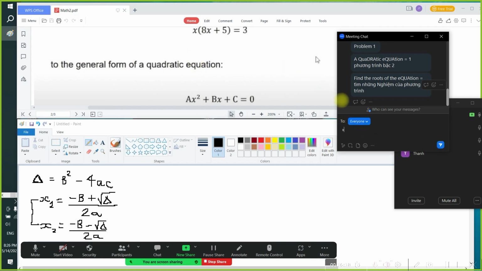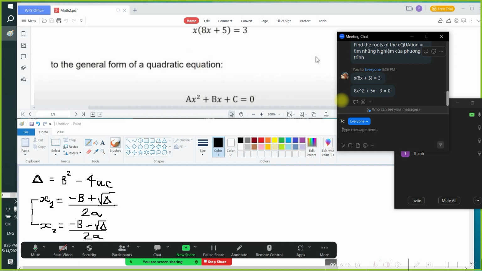So you have x, 8x plus 5 equal to 3. So multiply, you have 8x squared plus 5x, and then move number 3 to the left. You have 8x squared plus 5x minus 3 equal to 0.